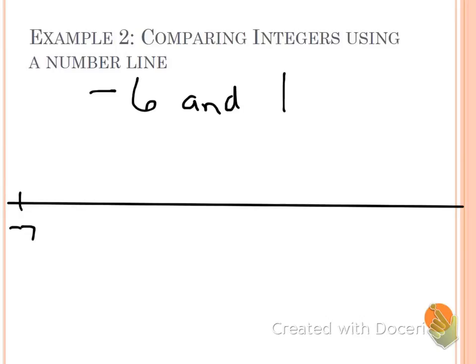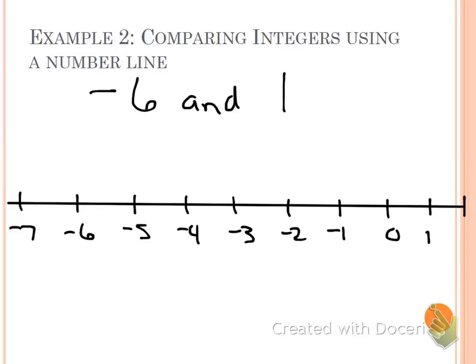Go ahead and build your number line, plot your points, and tell me, is negative 6 less than or greater than 1? All right, so I got negative 7, negative 6, go all the way up, plot my points on negative 6 and 1, and which one is clearly smaller? Yeah, negative 6 is smaller than 1, or you could say that 1 is greater than negative 6. Either way. The sign is open to the larger number. Writing it either way. Let's do one more.